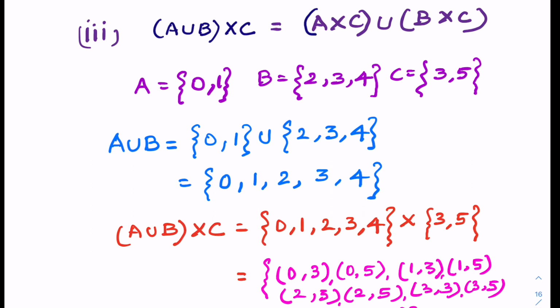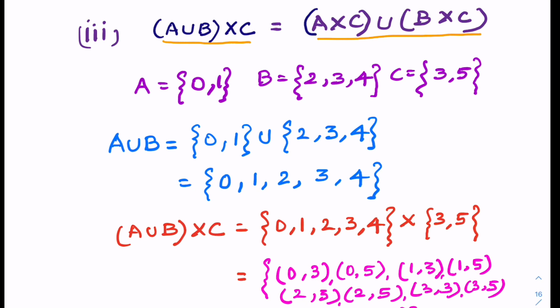We have to verify whether A union B cross C is equal to A cross C union B cross C. So let us take the three sets. A union B cross C. A union B: let us write down the set A with the elements 0 and 1, union B, the set with the elements 2, 3 and 4. Union, we have to combine them and write it as a single set. So A union B is a set with elements 0, 1, 2, 3 and 4.